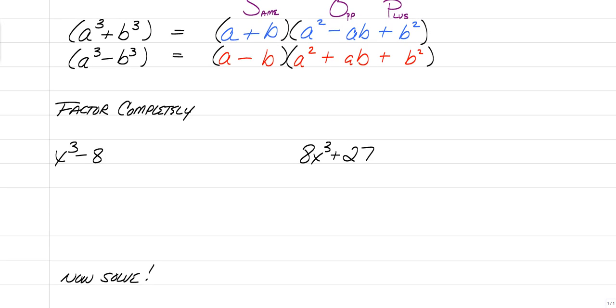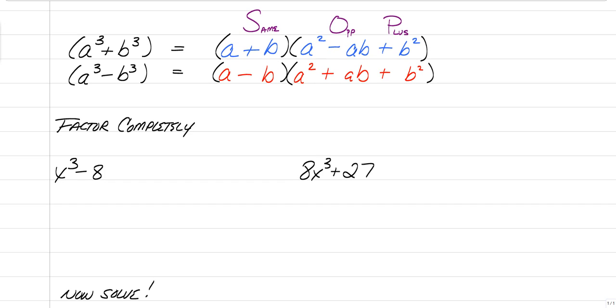So now, let's go use it. For the first example, this is a difference, so you might want to just set it up. Little guy, big guy. Same sign, opposite sign, always a plus sign. Take the cube root of x cubed and you get x. Take the cube root of 8 and you get 2.